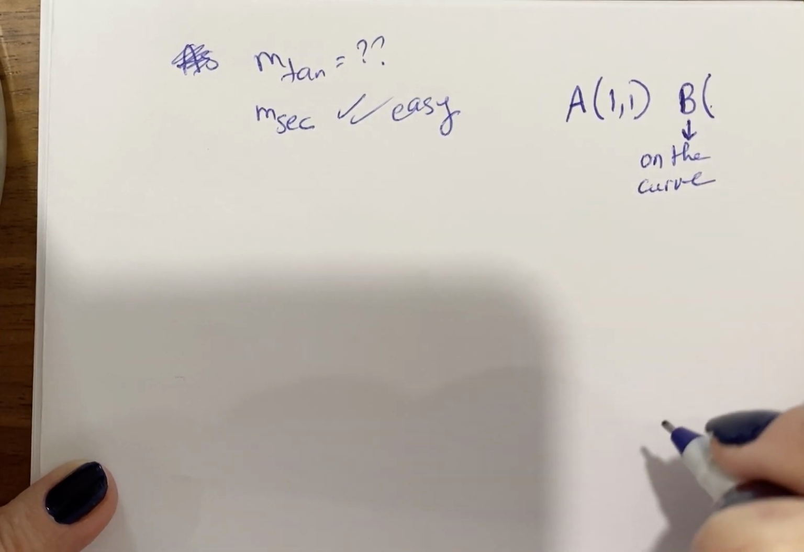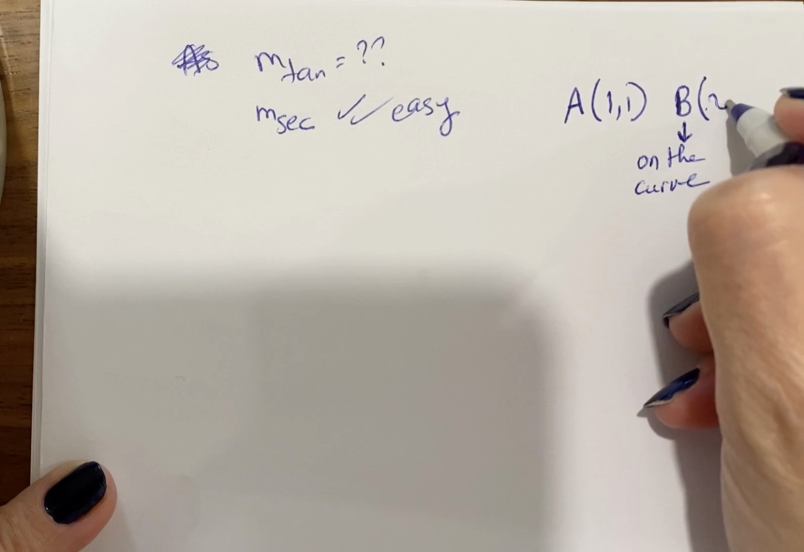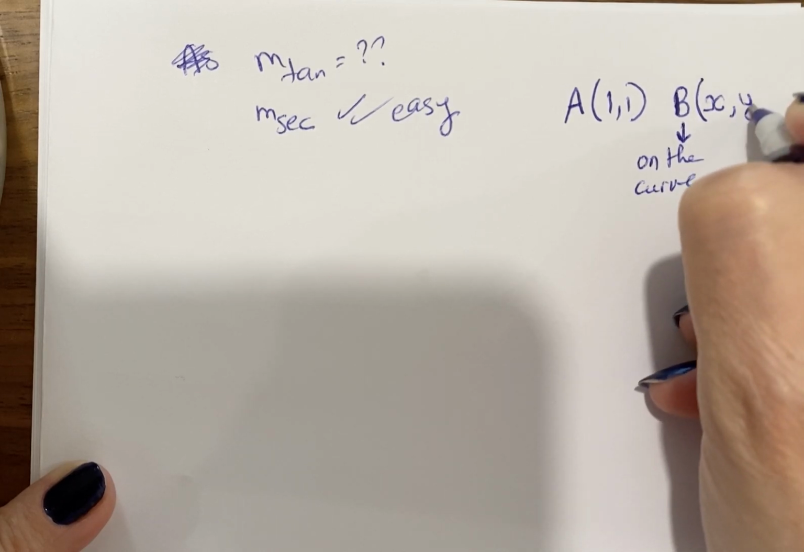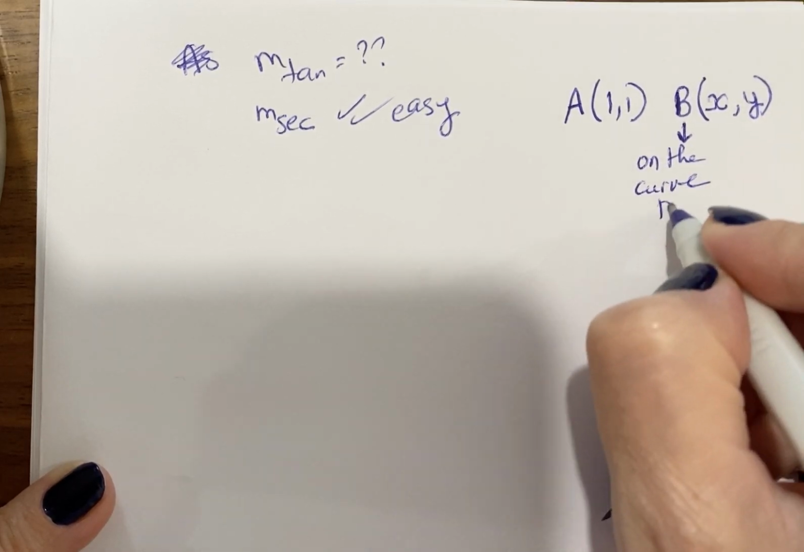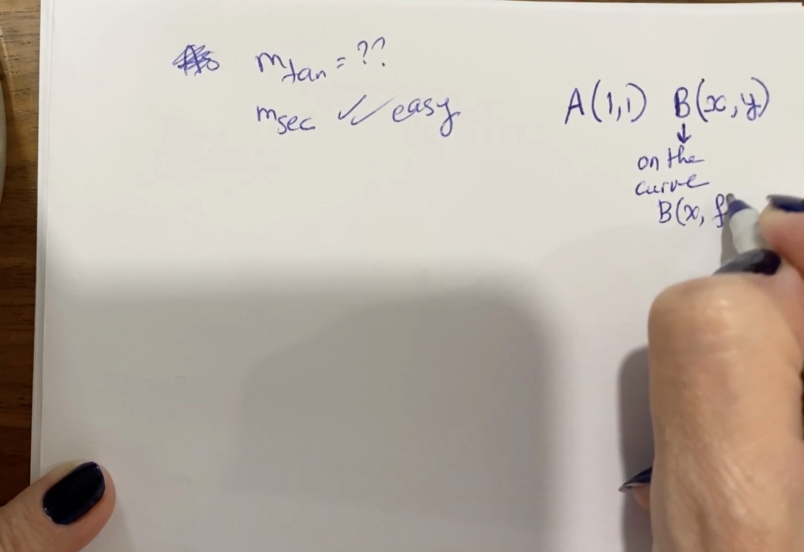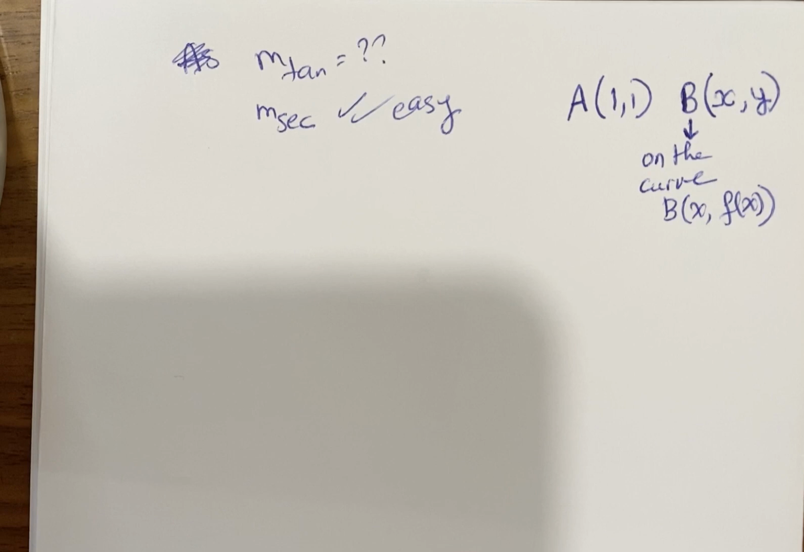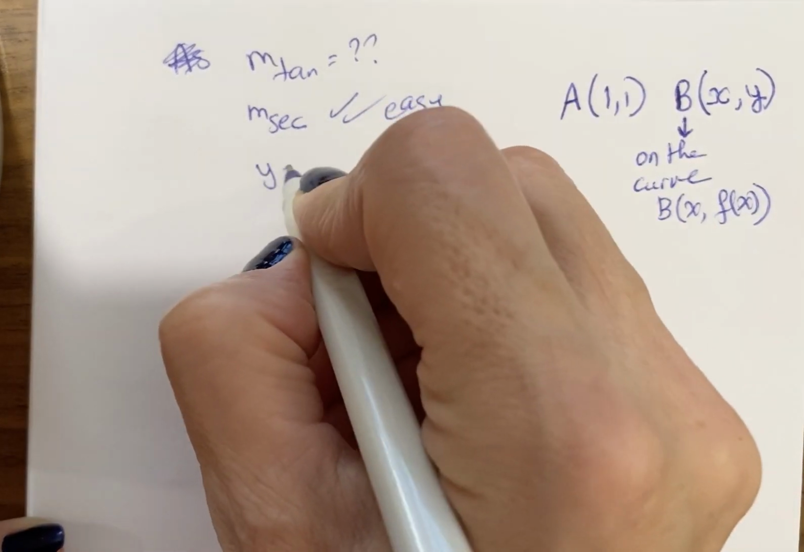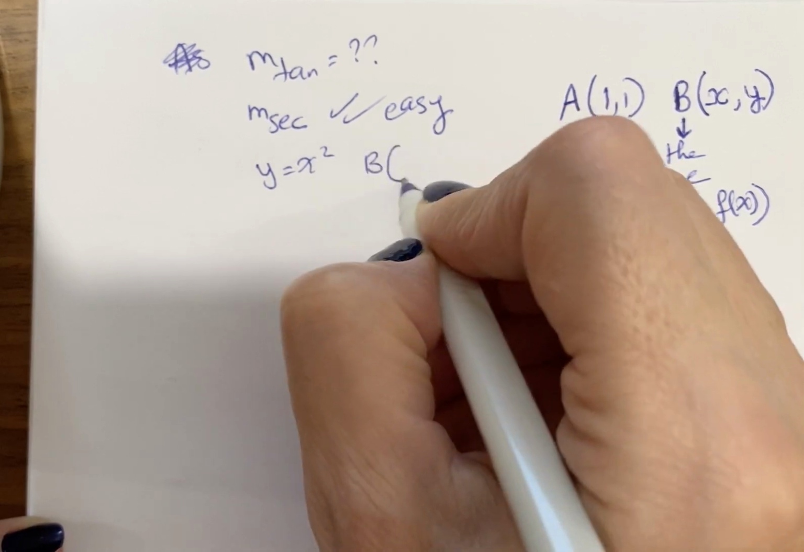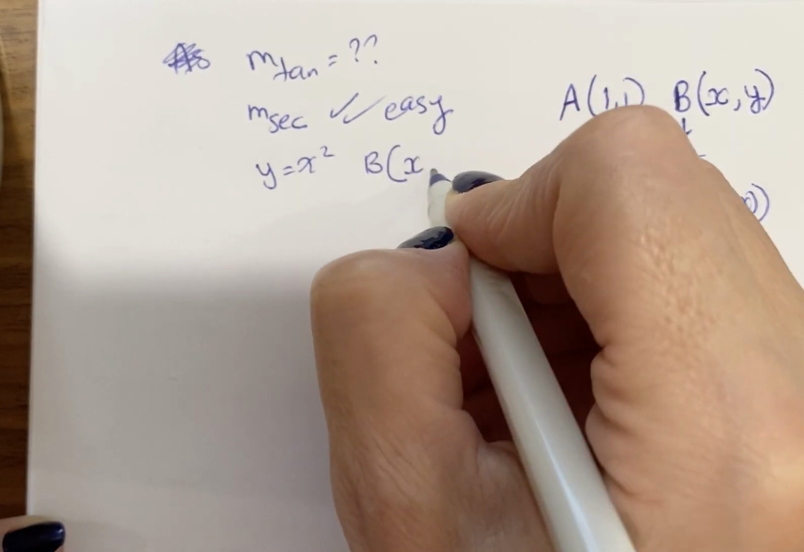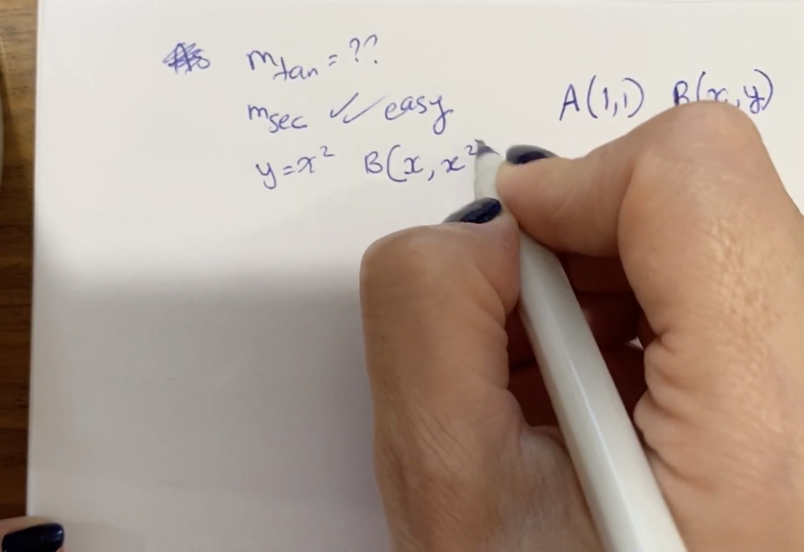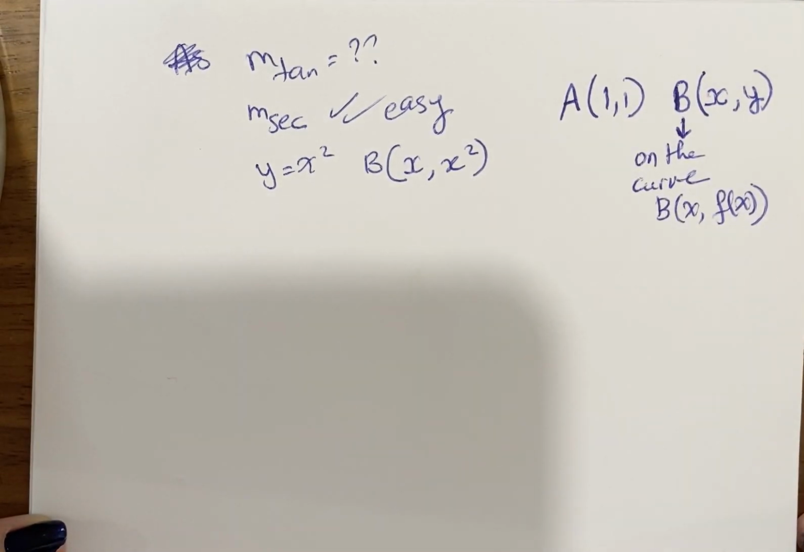What does it mean for a point B to be on the curve? If it has an x coordinate and a y coordinate, what should y be? y should be f of x. It cannot be any random point. It has to be on the curve. For a point to be on the curve, if y equals x squared, for example, what shall B look like? B has to look like (x, x squared). This is how it should look.